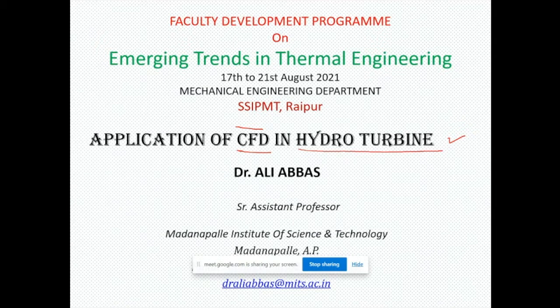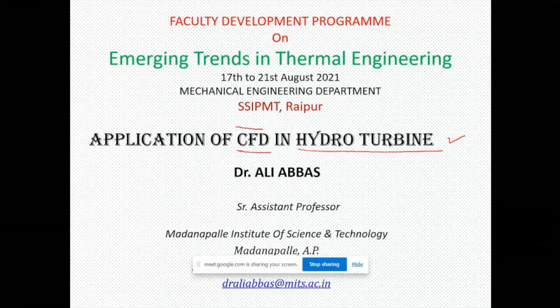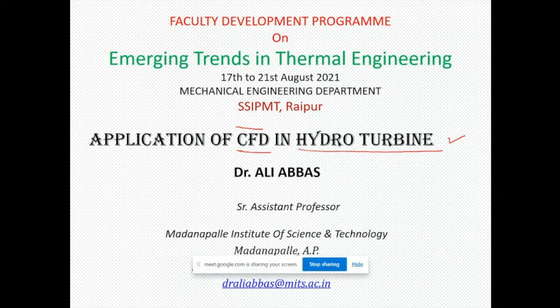The mechanical power is basically torque times omega, which is converted into electrical power at the end, and the incoming power available across the turbine is rho g Q H, in the form of head and discharge. So that is the function. In hydro turbines, as we have already studied in the BTech course, there are two kinds of turbines: one is impulse and the other is reaction.